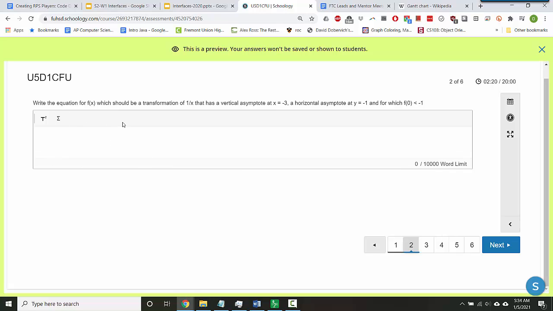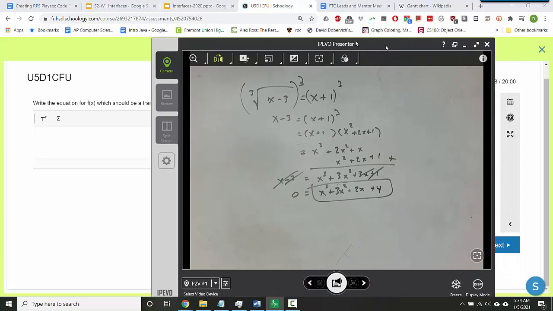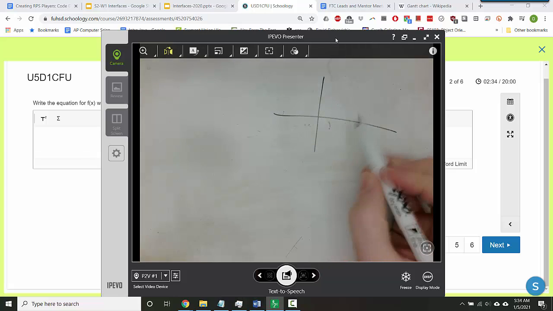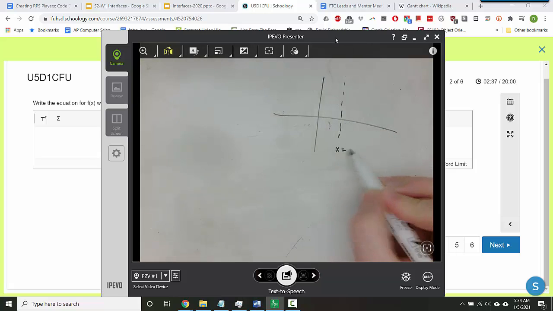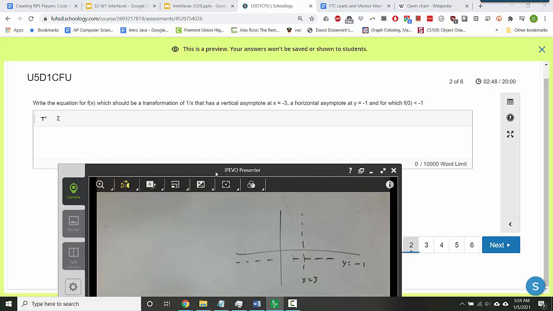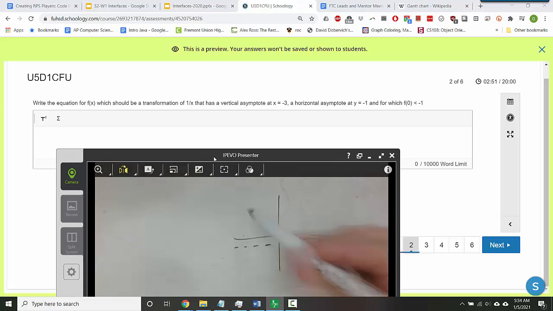It says write the equation for f of x, which should be a transformation of this that has a vertical asymptote at blah and a horizontal asymptote at blah. Okay. So I just want to sketch what I want so I can think about it better. So vertical asymptote at negative 3 and horizontal asymptote at negative 1. And then that last condition says f of 0 is less than negative 1.